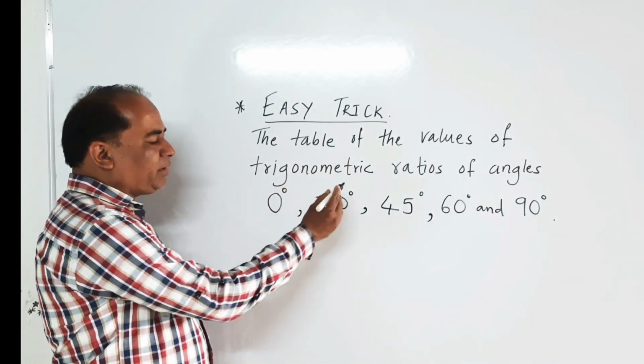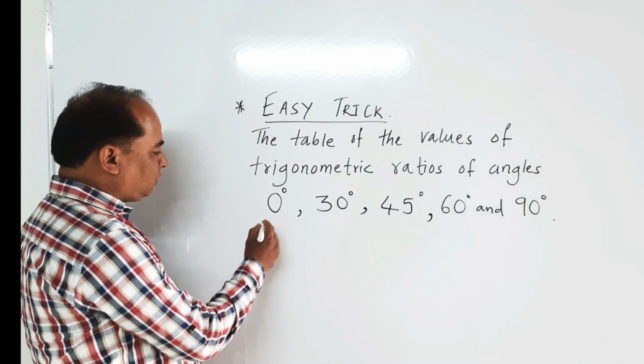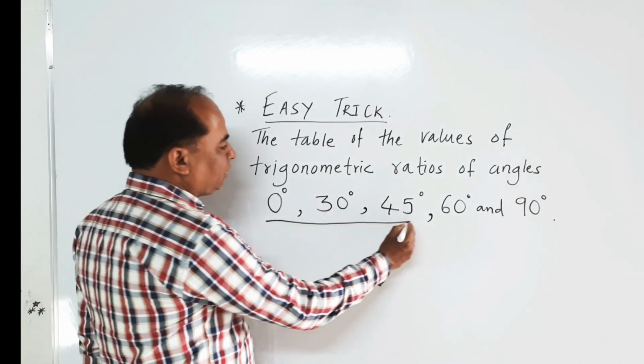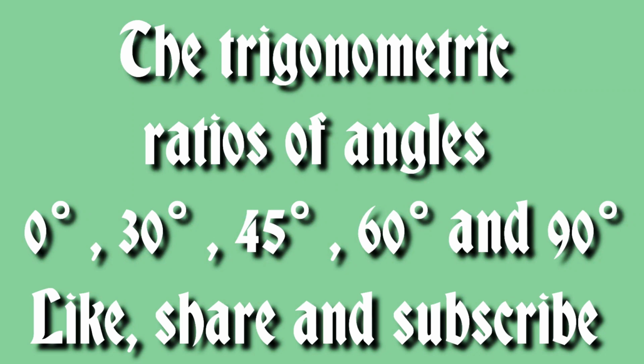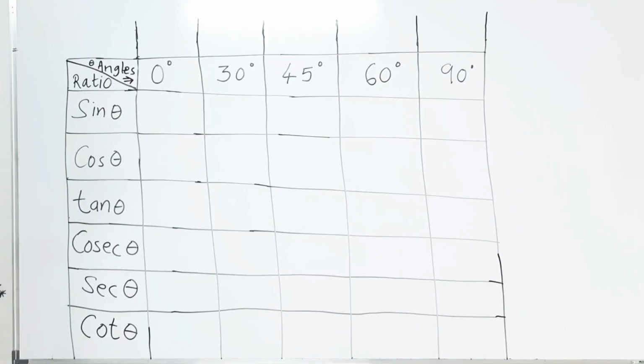Dear students, in this video we will learn an easy trick to make the table of the values of trigonometric ratios of angle 0 degree, 30 degree, 45 degree, 60 degree and 90 degree. Now how to find the ratio of the angles?